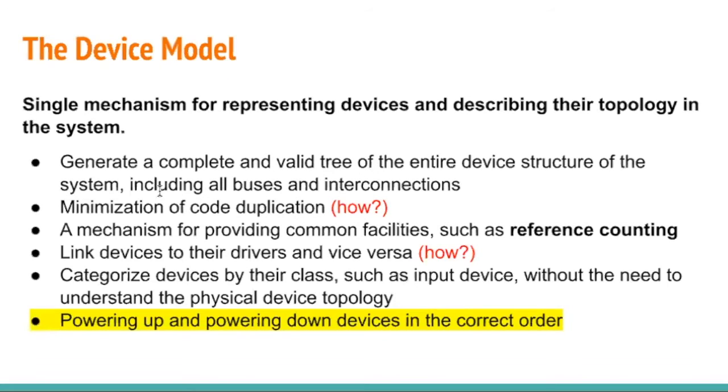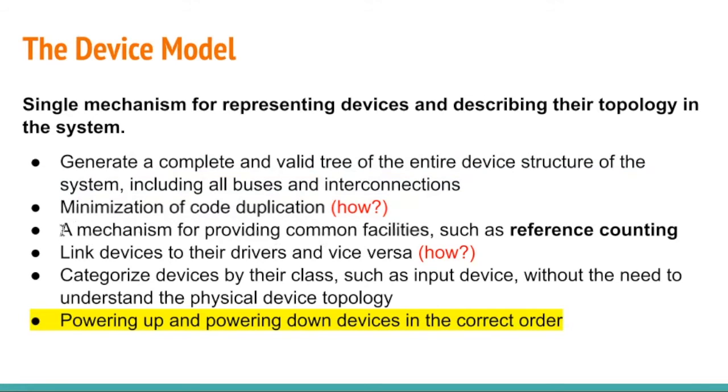This slide is important, so let me go through this slide line by line. It says that it generates a complete and valid tree of the entire device structure of the system. So this device model will create a complete tree of all the devices connected inside a system, including buses and interconnections. Second is minimization of code duplication. If we have a character device, we will represent that character device once. If we are representing that device again somewhere else, then we will just create a link. In that way we try to minimize code duplication.